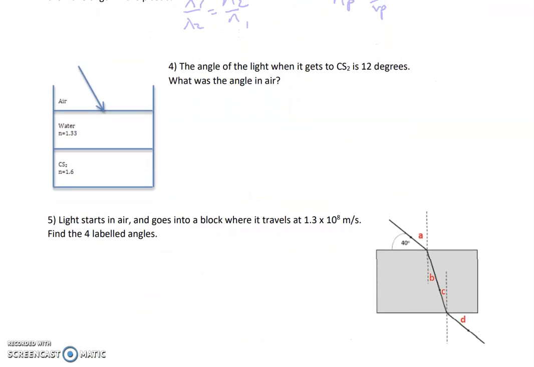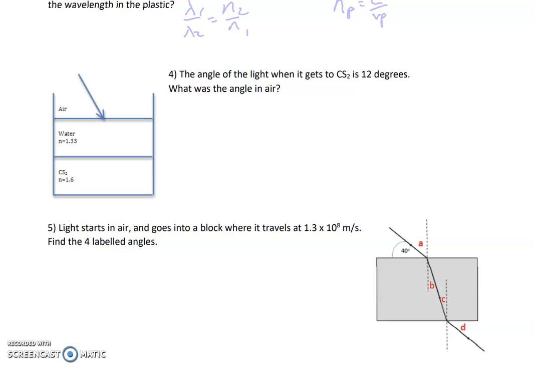All right, next we have the angle of light when it goes into CS2 is 12 degrees. What is the angle in air? All right, so it's 12 degrees at the very, very bottom. And this is like a double Snell's law question. That's all this is. You can start in the CS2 with an index of 1.6, do Snell's law, work your way backwards, get the angle in water, and then do Snell's law again, working backwards to find out what the angle must have been in air. So basic Snell's law twice. That's all we have to do.